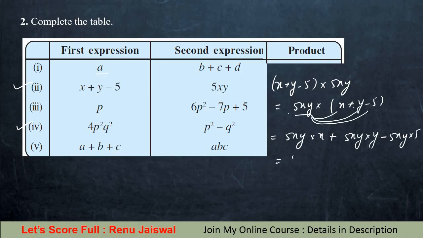This is giving me 5, x and x is x square. Here 5xy is y square. Here 5 5s are 25xy. So it's simple, right?